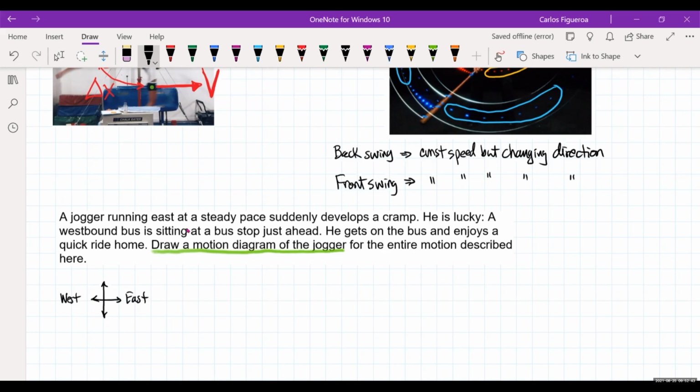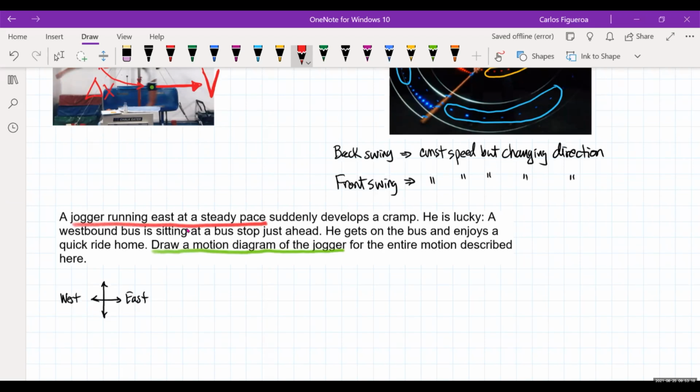A jogger is running east at a steady pace. Suddenly develops, but let's separate this out. The first thing: the jogger is running east at a steady pace. What does that mean? Clearly, the runner is running to the right. And steady pace means this jogger is running at a constant velocity.